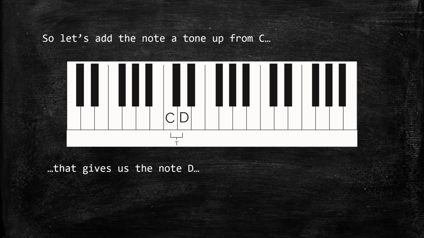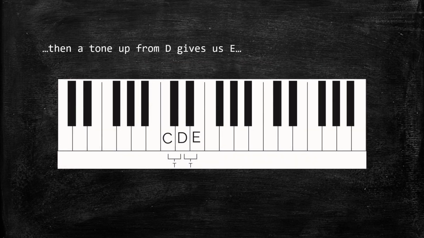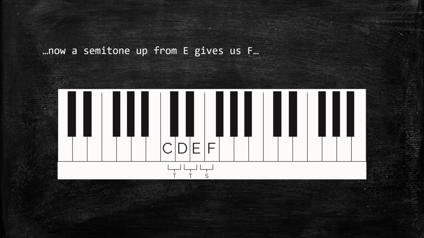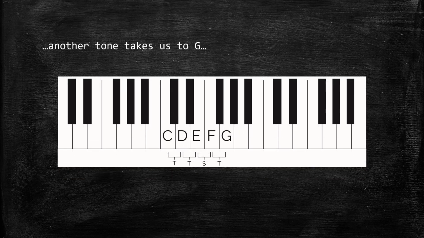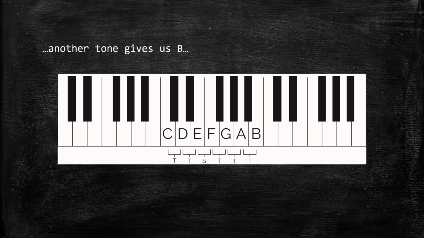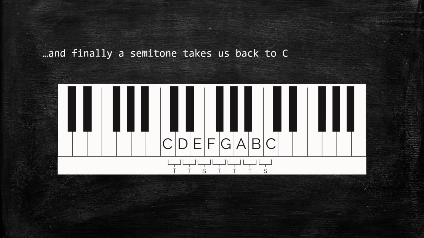That gives us D. Then a tone up from D gives us E. Now a semitone up from E gives us F. Another tone takes us to G. Another tone gives us A. Another tone gives us B. And finally, a semitone takes us back to C.